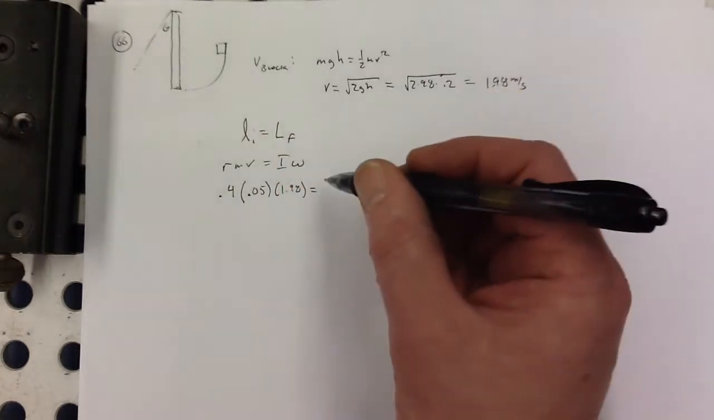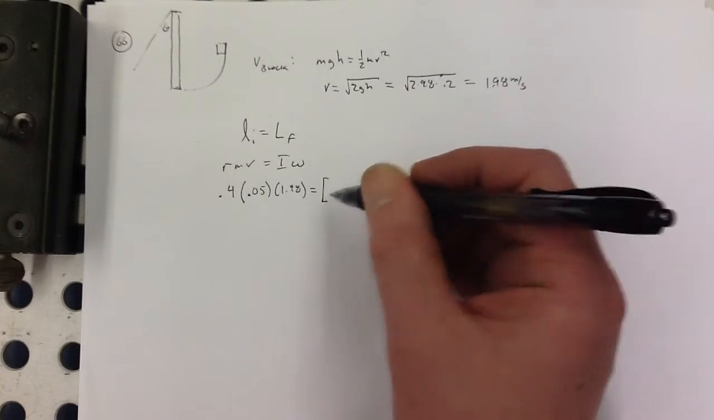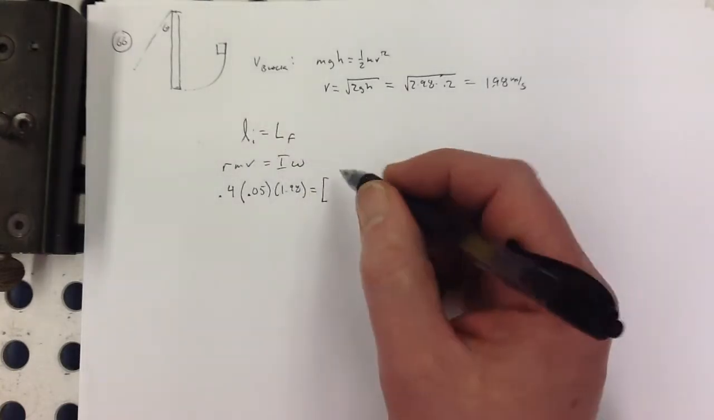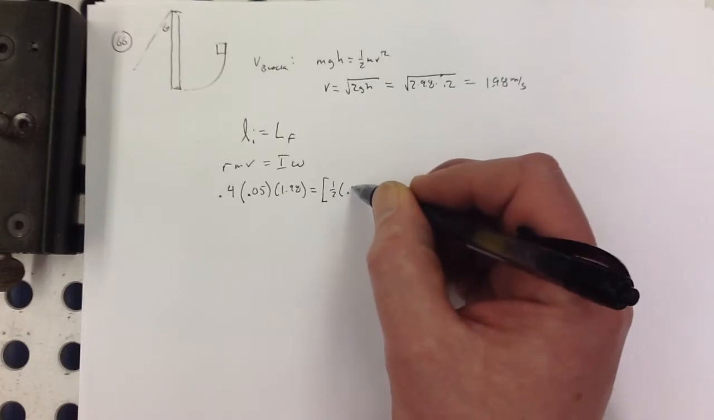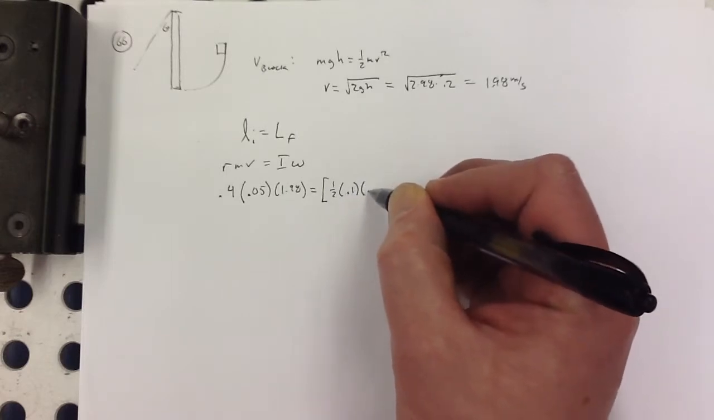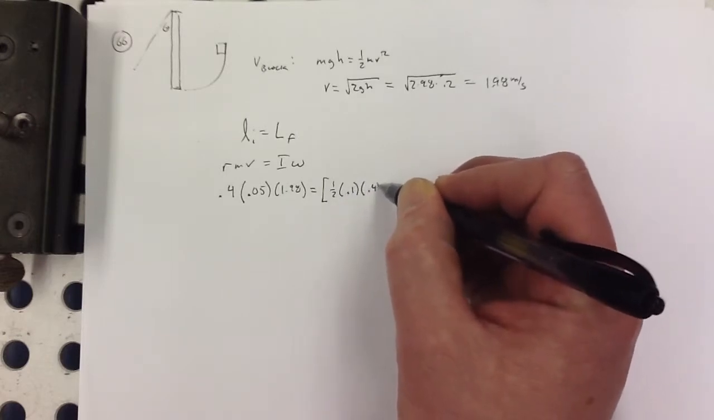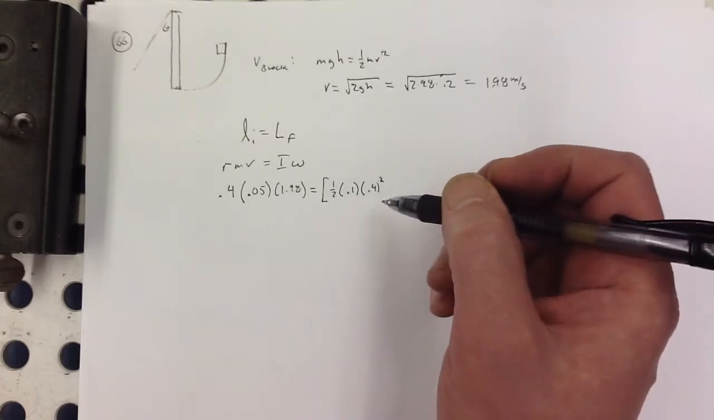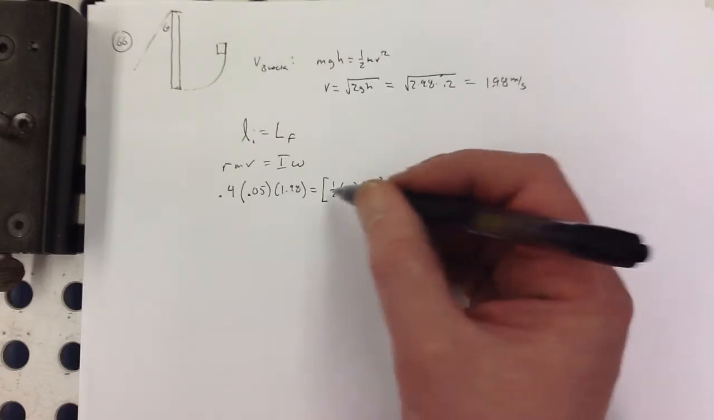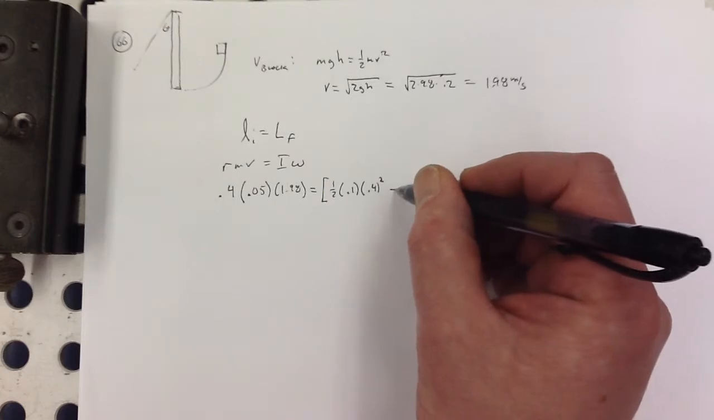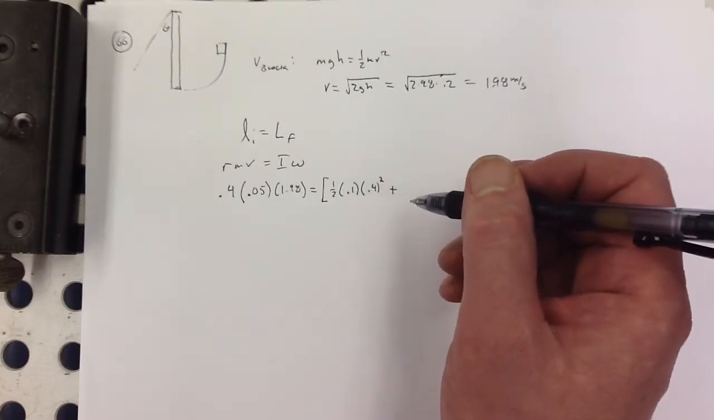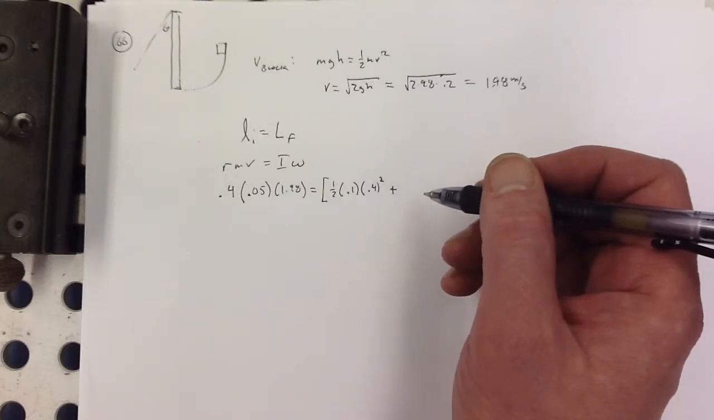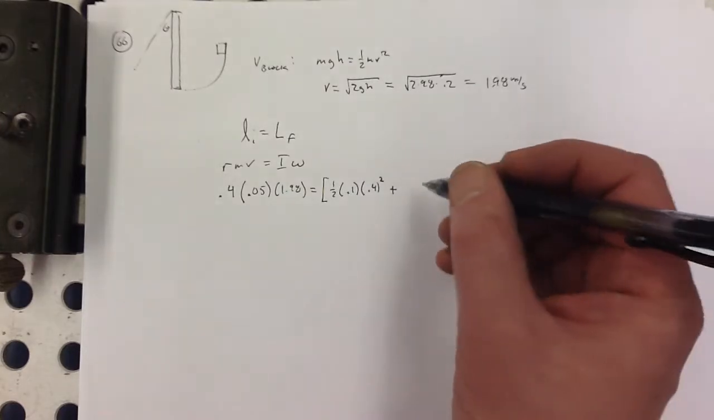On this side, the total rotational inertia is the rotational inertia of the rod about its end. That's 1/3 mL squared. That's a rod about its end. Plus, I'm just checking my numbers there, make sure everything's right. Yeah, I think that's all right.